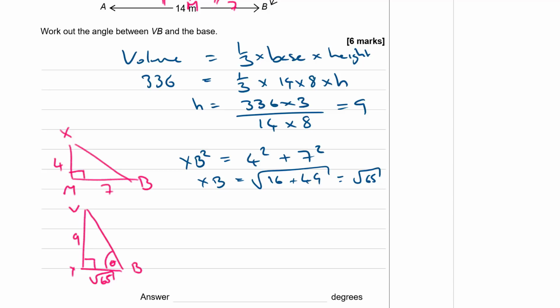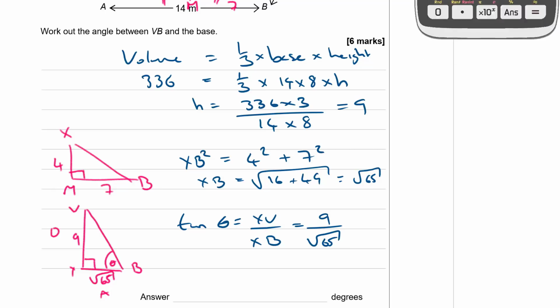So trigonometry in this triangle, if that's the angle I'm looking for, then 9 is the opposite and XB is the adjacent. So I need to use tan. So tan theta equals opposite, which is XV, divided by adjacent, which is XB, which is 9 over root 65. So I need to divide that and then find the inverse tangent of it.